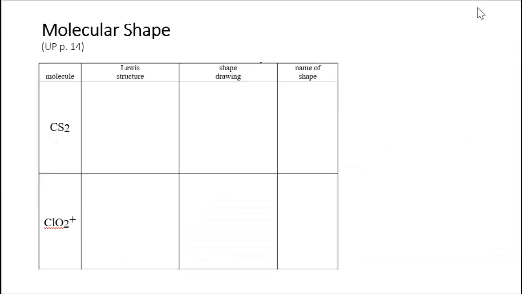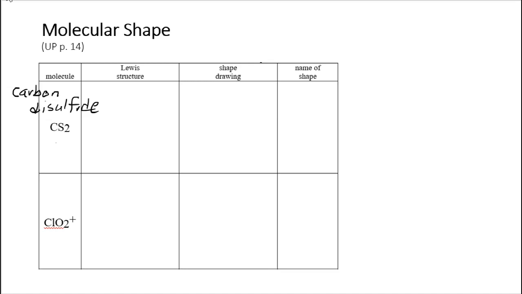Okay, so here's an example. Here we have carbon with two sulfurs. Carbon disulfide. Okay, the first step is to determine the two-dimensional shape.